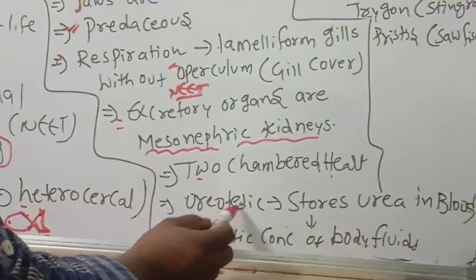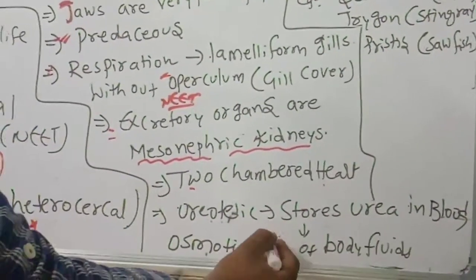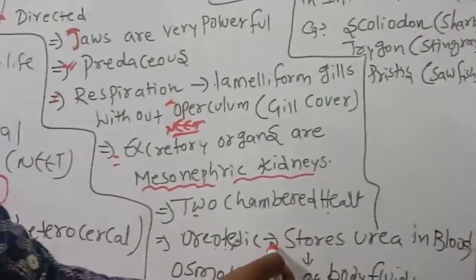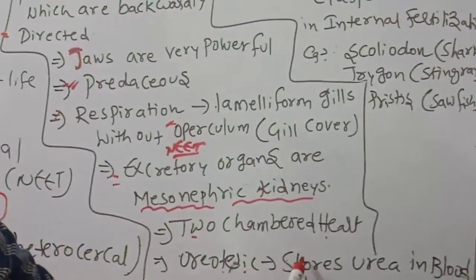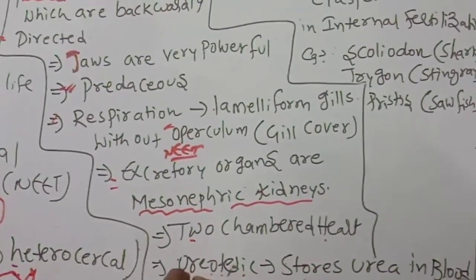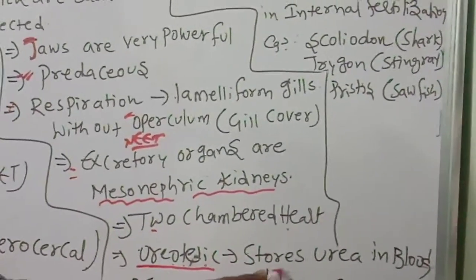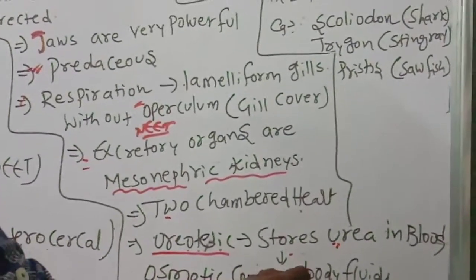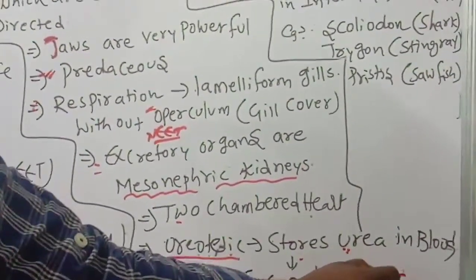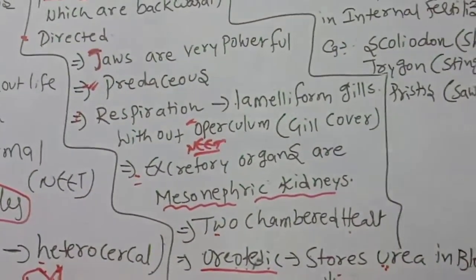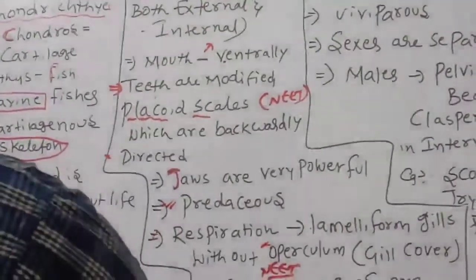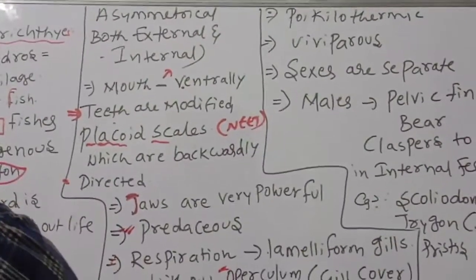They are ureotelic. They store urea in the blood and excrete waste materials in the form of urea-related substances. That's why they are called ureotelic. Why are they storing urea? What is the use of urea? To maintain the osmotic concentration of the body fluids, ensuring exchange of materials. That's why they store urea.